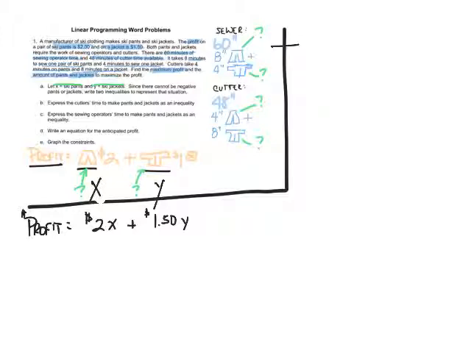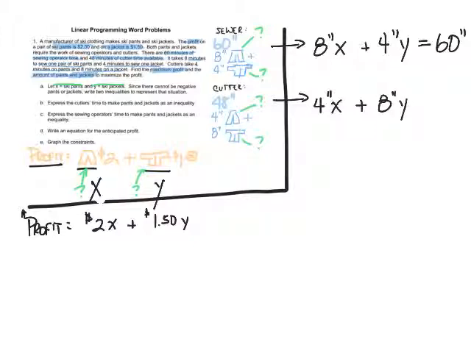A sewer can do a pair of pants in 8 minutes, and a pair of pants is X. They can give me 4 minutes to sew a jacket, and a jacket's Y. And they have a total of 60 minutes. In the case of the cutter, a cutter can cut the material for a pair of pants in 4 minutes. And they can cut the material for a jacket in 8 minutes, but all the time they can give me is 48. So let's think about this, all the time they can give me.